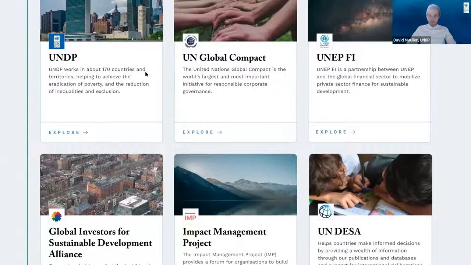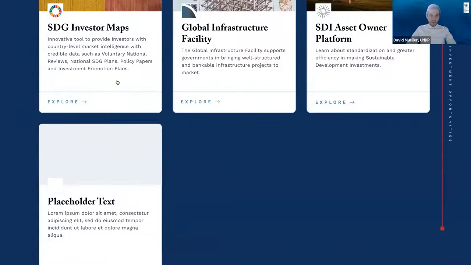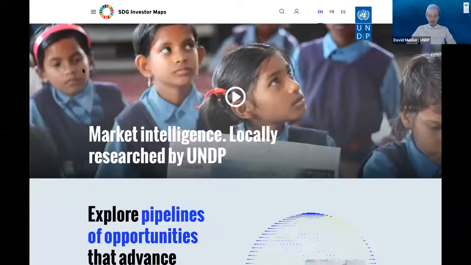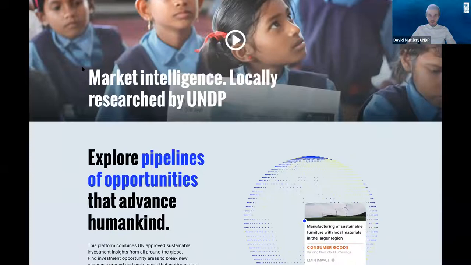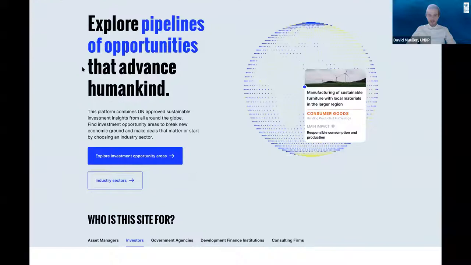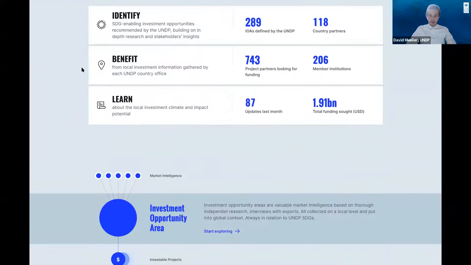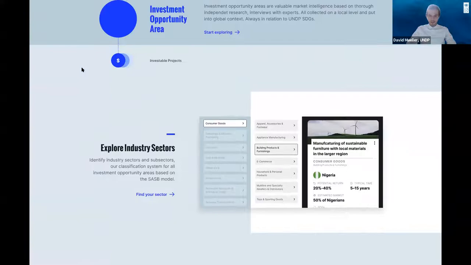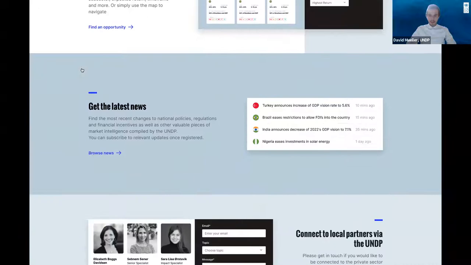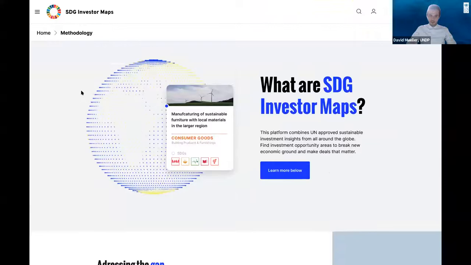If we then go into the SDG Investor Map, which really is, of course, the topic of today's discussion, we first see an introduction on the platform so that everybody really knows what we are being offered here on this site, who the data is for, what you can do with the data, and how we as UNDP with all our partners have reached this data. And I think that's also where it's important that we again highlight the methodology that's behind it. So we have a short overview of that also on the website. I'm not going to spend time on this because we've already heard about it as well.